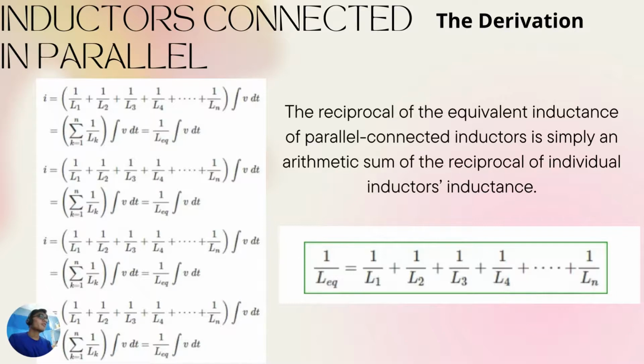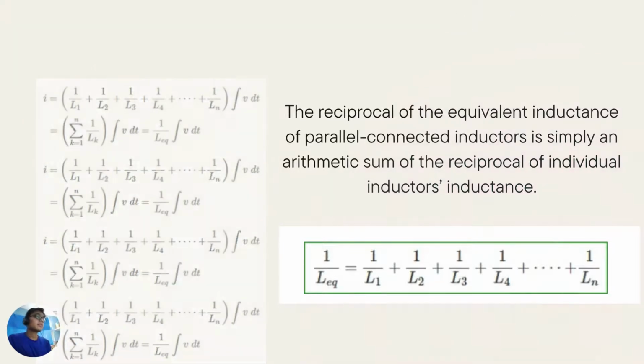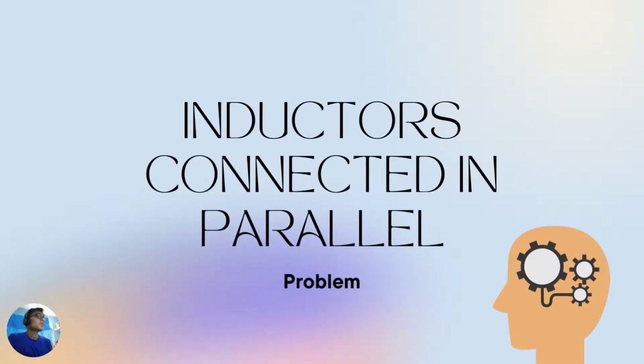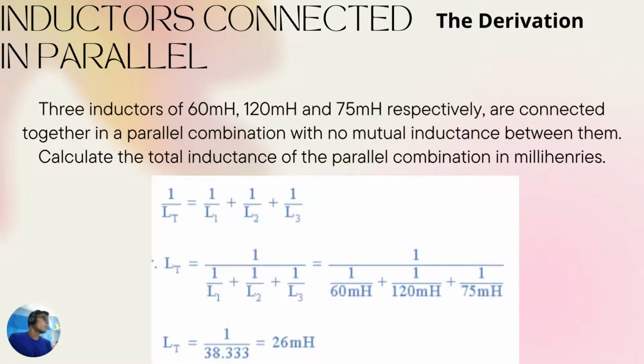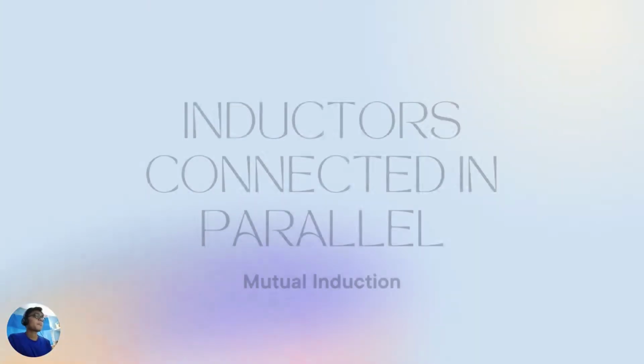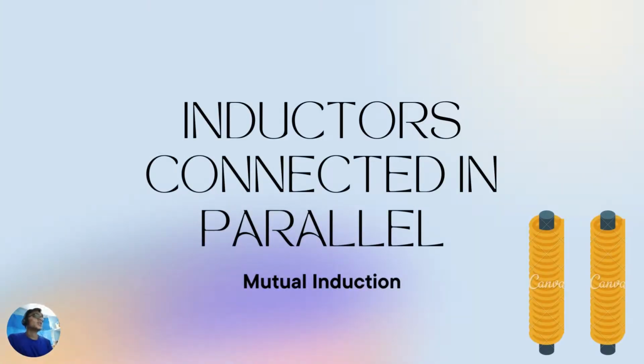See, the reciprocal of equivalent inductance of parallel connected inductors is simply an arithmetic sum of the reciprocals of the individual inductors' inductance. So a problem based on inductors which are connected in parallel but with no complexity. Three inductors of 60, 120, 75 millihenries respectively are connected together in a parallel combination with no mutual inductance between them. So let's calculate their parallel combination in millihenries, and here we are, by applying the standard formula, we get this. Now let's consider the mutual induction part.